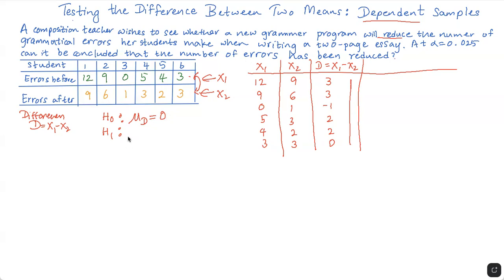In this case, for the alternative hypothesis, the teacher wishes to see whether the program will reduce the number of grammatical errors. That means your X2 should be small, right? This is large. So a large number minus a small number, you get a positive number. This is larger than 0. So your alternative hypothesis here is greater than 0. So this is the claim.